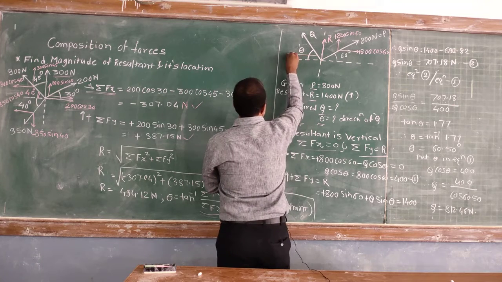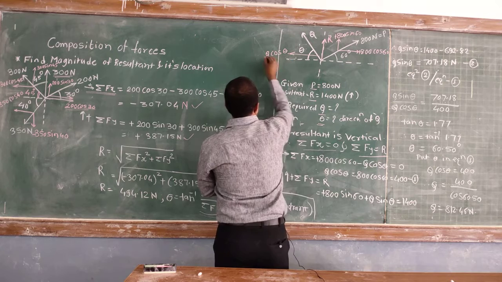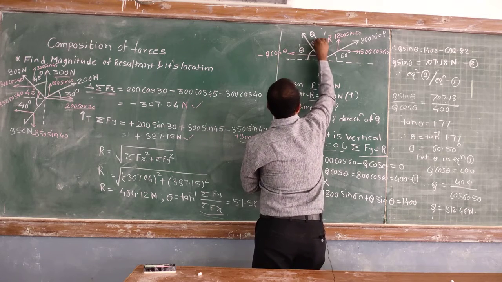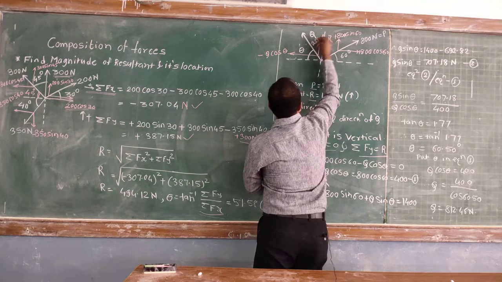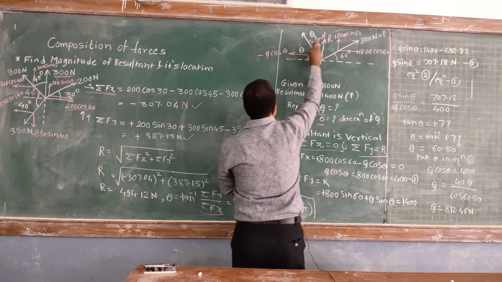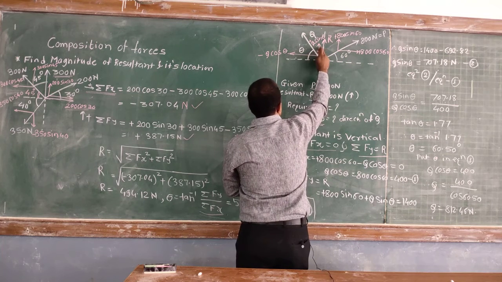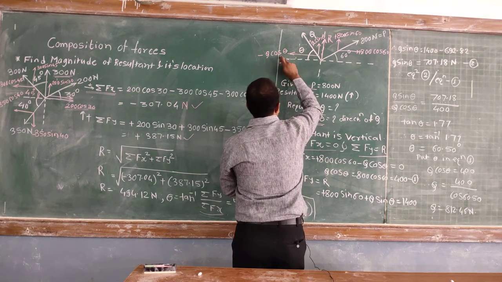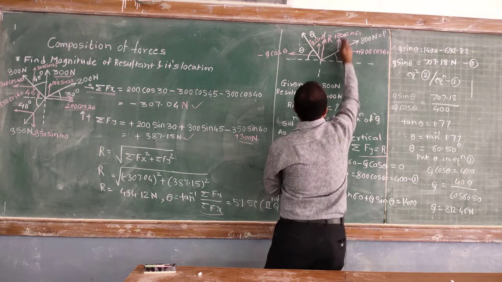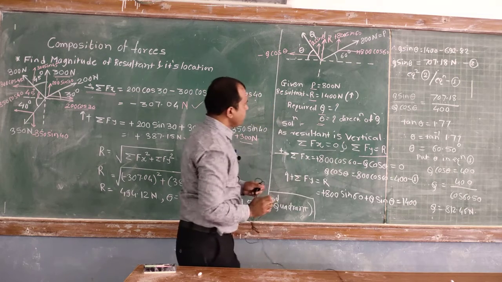Similarly, we have to resolve the force Q. What is its x component? Q cos theta, it is minus, and the vertical component is Q sin theta, it is plus, because it is in the second quadrant, x negative, y positive. So Q sin theta and Q cos theta are the components of force Q, and 800 cos 60 and 800 sin 60 are the components of force P.